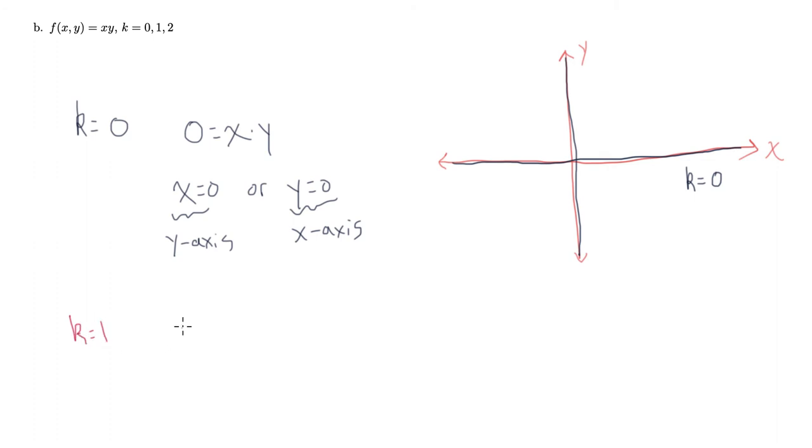Well, then I have 1 is equal to x times y. And if I solve for y as a function of x, I have 1 over x. This is just the hyperbola 1 over x. So it looks something like this. There's another branch down here. This is going to correspond to k equaling 1.